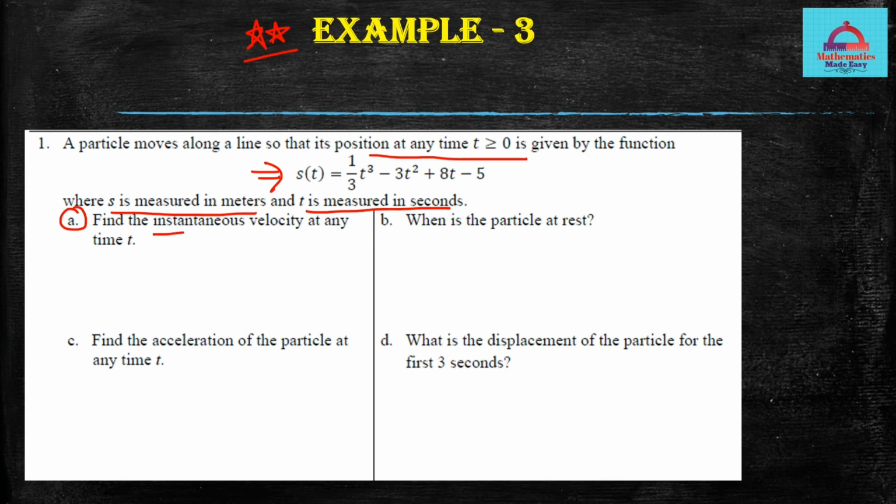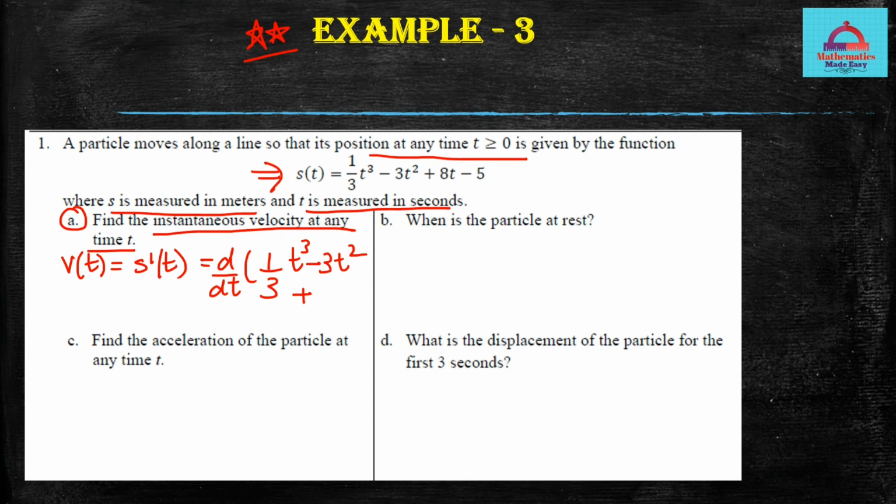In the first part, you need to find the instantaneous velocity at the time t. So this is quite easy. You need v of t, which is the first derivative of the position. You have already seen that in the slide. So we just do d by dt of this function which is given to you. So 1 by 3 t cube minus 3t square plus 8t minus 5. So this will come out to be 1 by 3 times, so the power comes down, 3t square minus 6t plus 8. So that will be your first part for the instantaneous velocity.